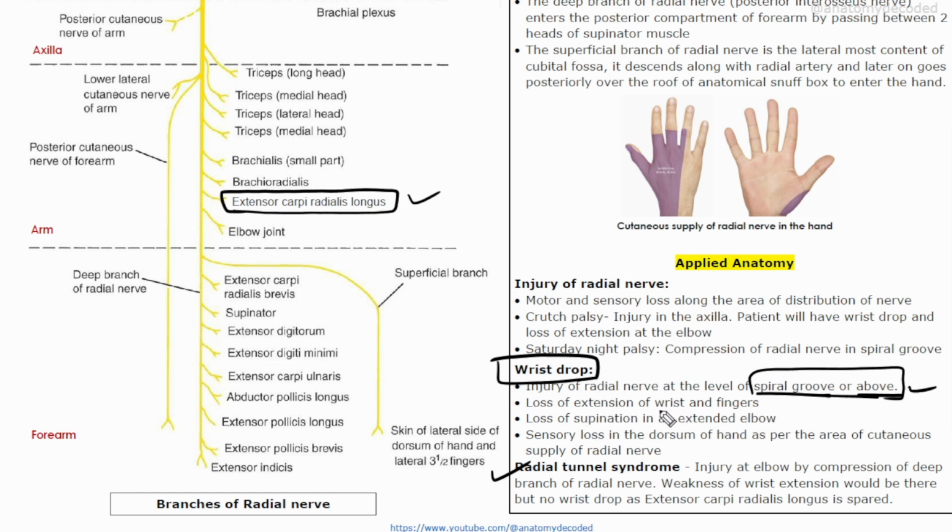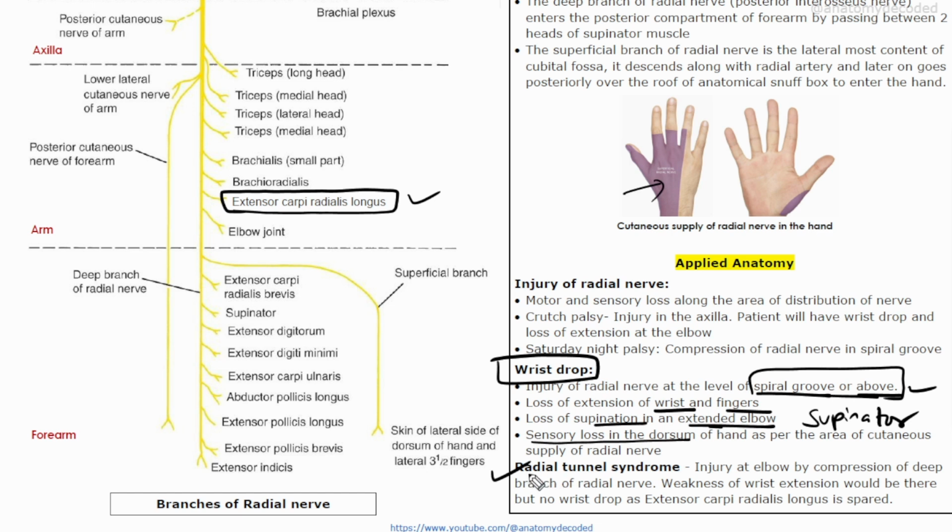What is happening here? Loss of extension of wrist and fingers, loss of supination in an extended elbow. Supination in an extended elbow is done by the supinator muscle, which is supplied by the radial nerve, and supination in a flexed elbow is done by the biceps brachii muscle. So that's why extended elbow is specified here. There is sensory loss in the dorsum of the hand as per the area of distribution of the radial nerve.